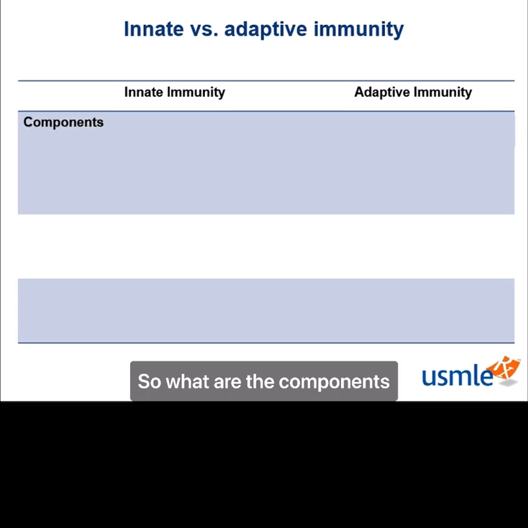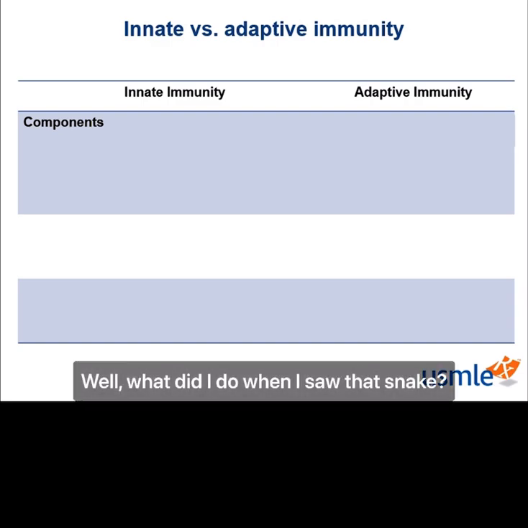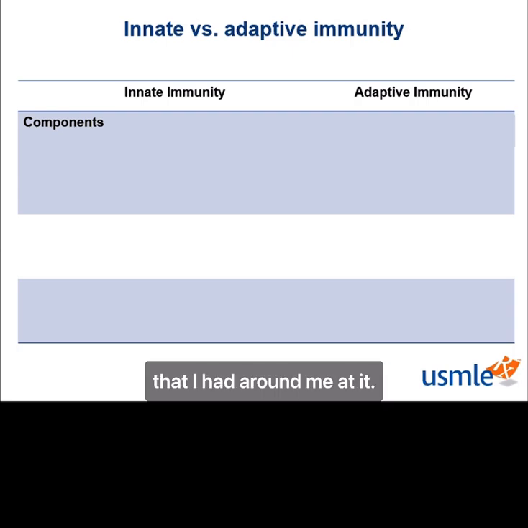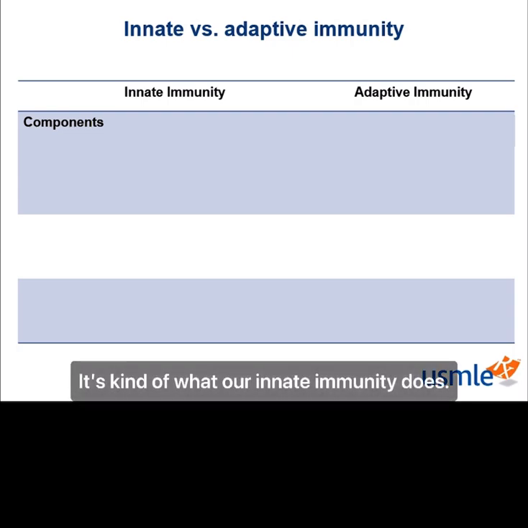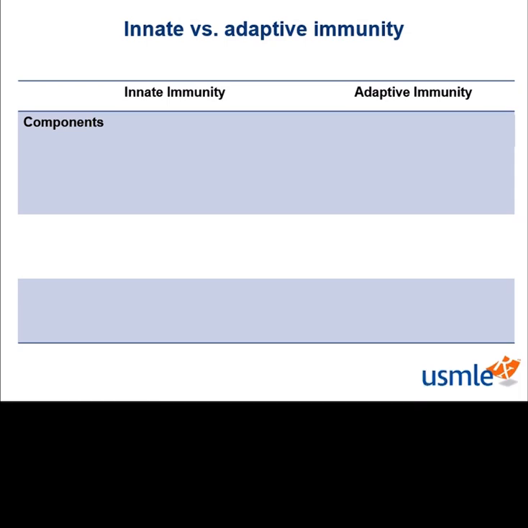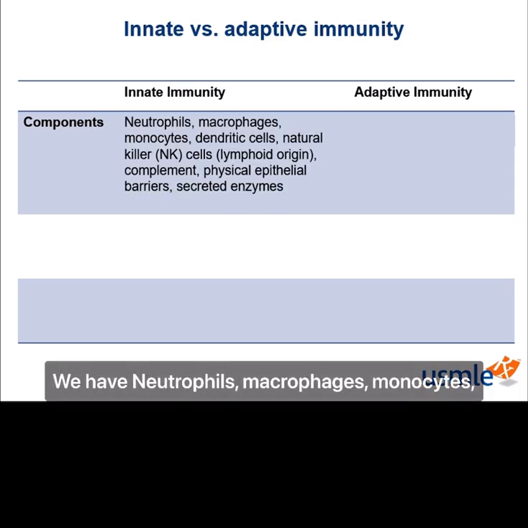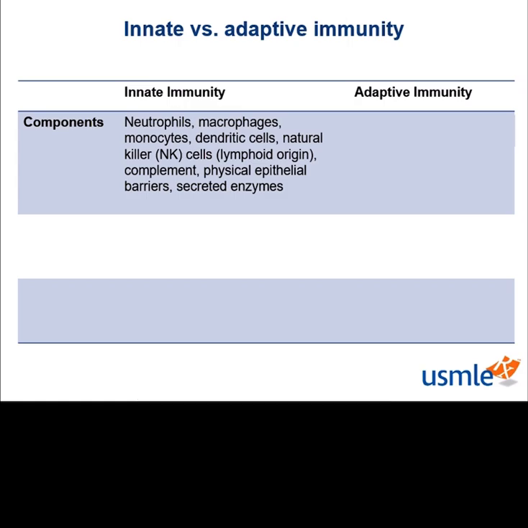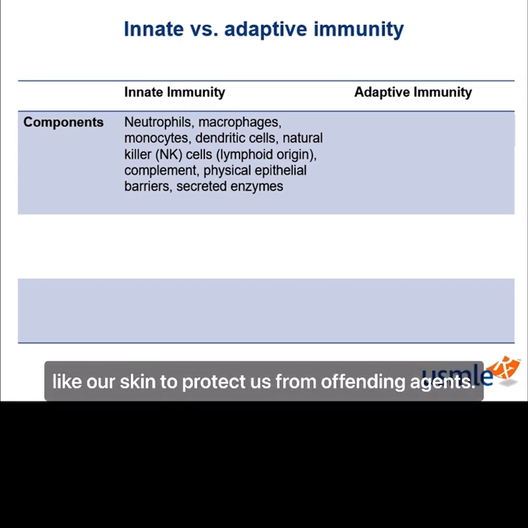So, what are the components of our innate and adaptive immunity? Well, what did I do when I saw that snake? I freaked out and I threw everything that I had around me at it. It's kind of what our innate immunity does. We have neutrophils, macrophages, monocytes, dendritic cells, natural killer cells, complement proteins, and enzymes. They're just hanging around our blood, and they're part of our natural arsenal, our innate defense system. Additionally, we have physical barriers, like our skin, to protect us from offending agents.